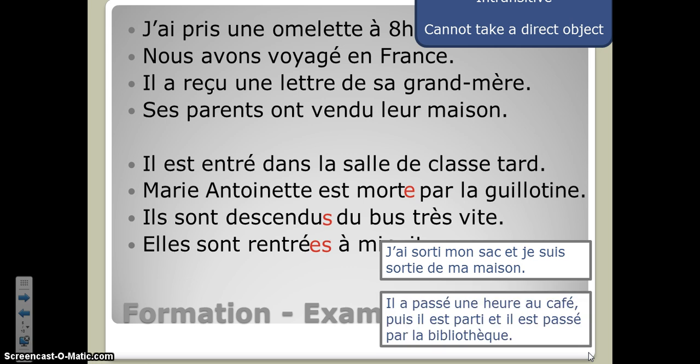We see that again in this example. Il a passé, puis il est parti. Of course, you wouldn't make agreement here because it's masculine, so it's kind of pointless to look at that one.